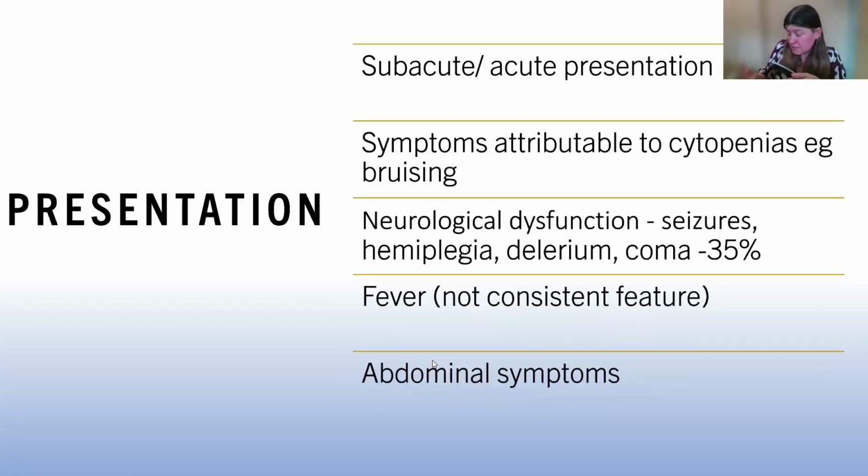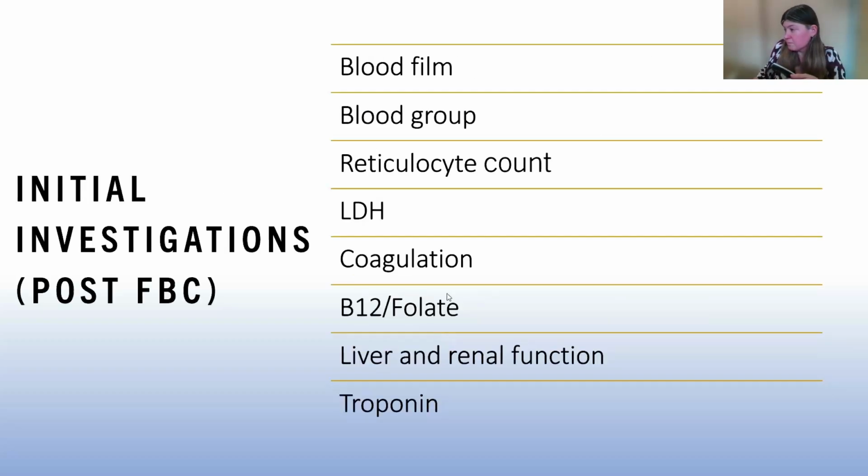Presentation typically is felt to be very acute, but we do see some people where symptoms have been developing over a slightly longer time. People might have symptoms from the cytopenias like bruising, and often people will have neurological dysfunction because of the problem that's happening within the blood vessels in the brain. Historically, fever was counted as part of the symptomatology, but we know that that's not a reliable feature now. And sometimes people will also have abdominal pain, again, because of ischemia in the abdominal blood vessels.